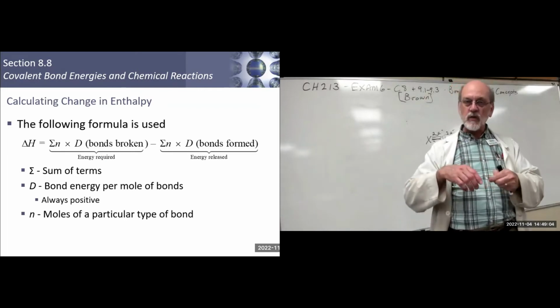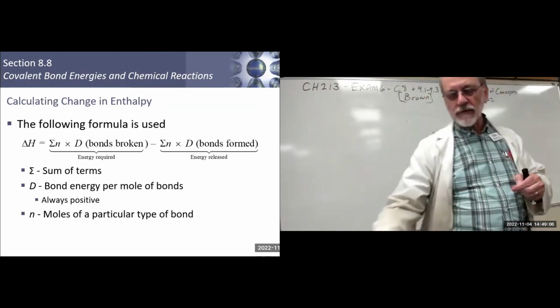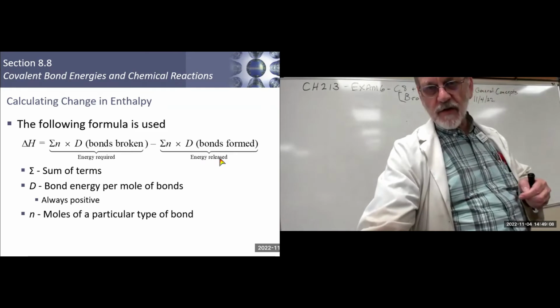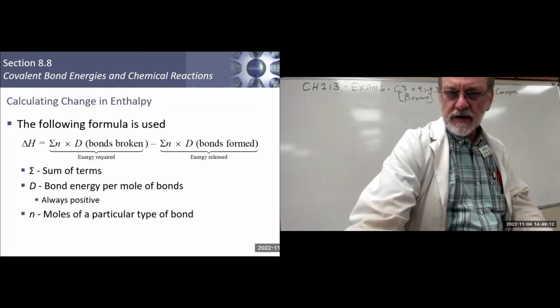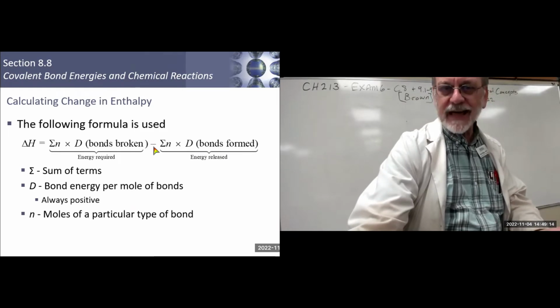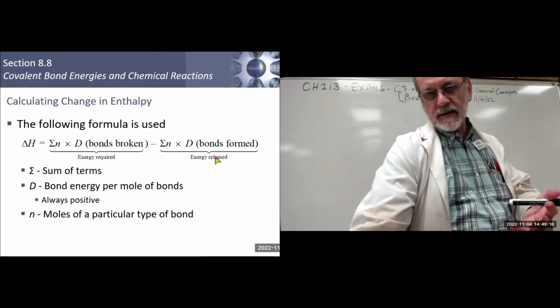The reason it's written this way is because the values are given as positive values. That is the energy required to break the bonds. So if you put that energy in on the product side, you're forming bonds, so they need to all be converted to negatives. That's why the negative is here.